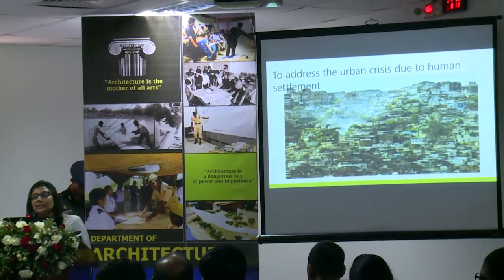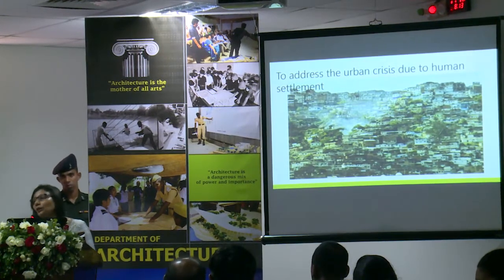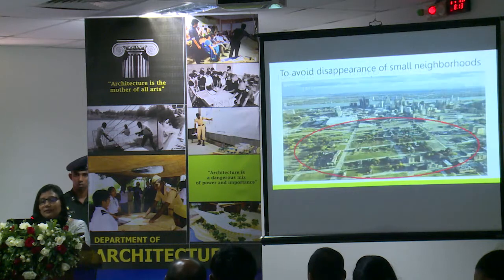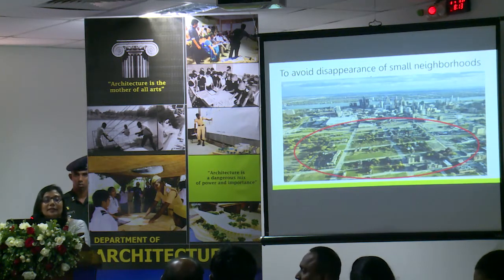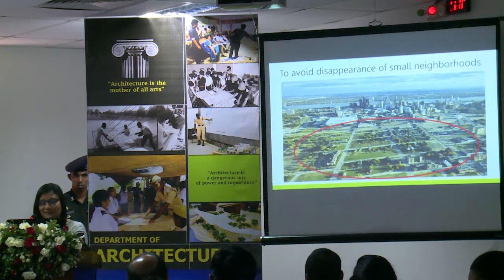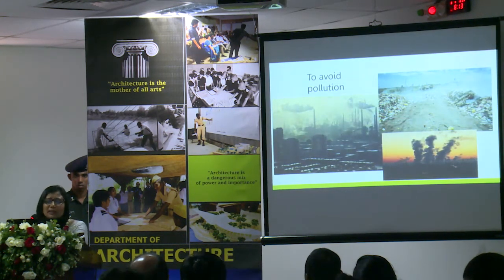So you can see this picture and understand it. It shows how to address the urban crisis due to human settlement, and how to avoid the disappearance of small neighborhoods and towns. You can see towns close by undeveloped villages. Then there are special problems like pollution that we need to avoid.